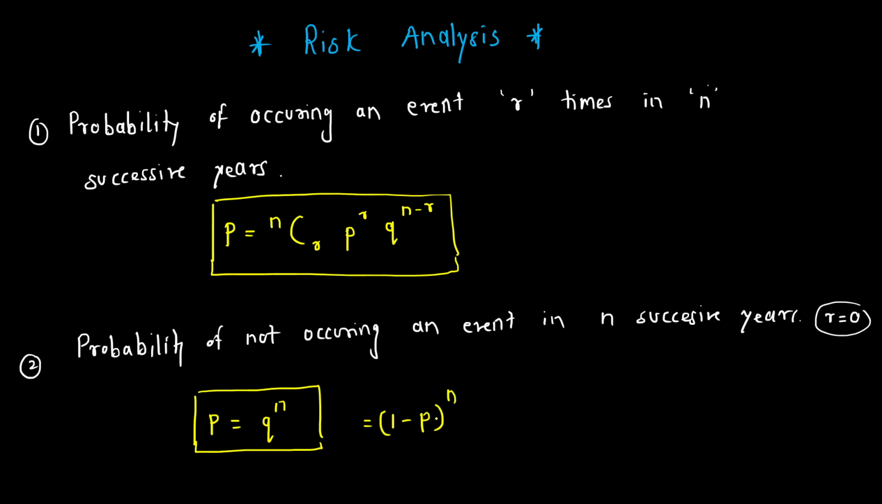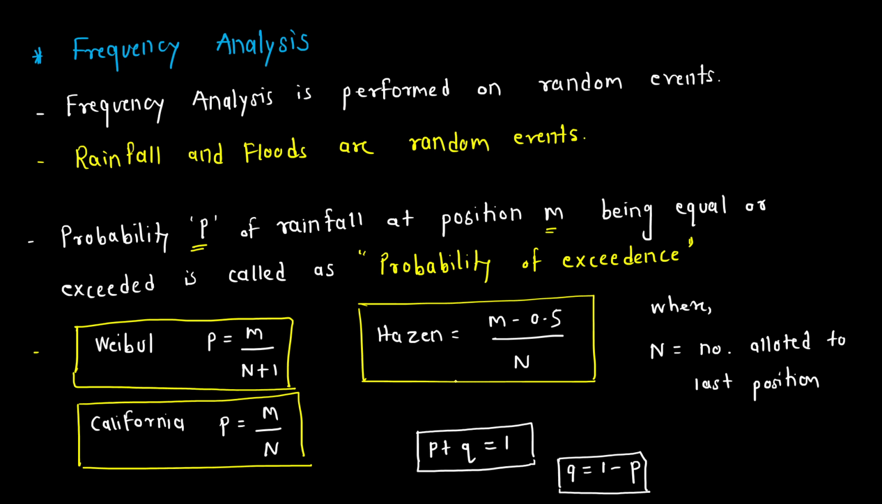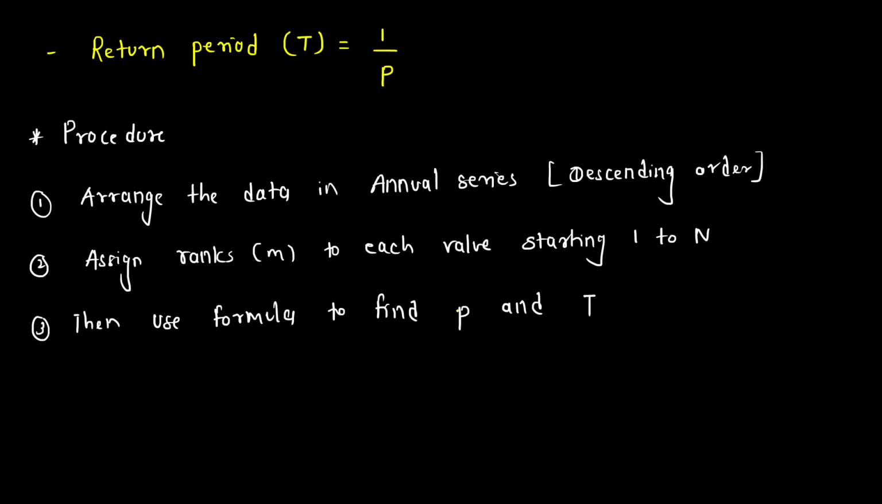And how to calculate p? This p can be calculated by these three formulas: Weibull formula, California, and Hazen.